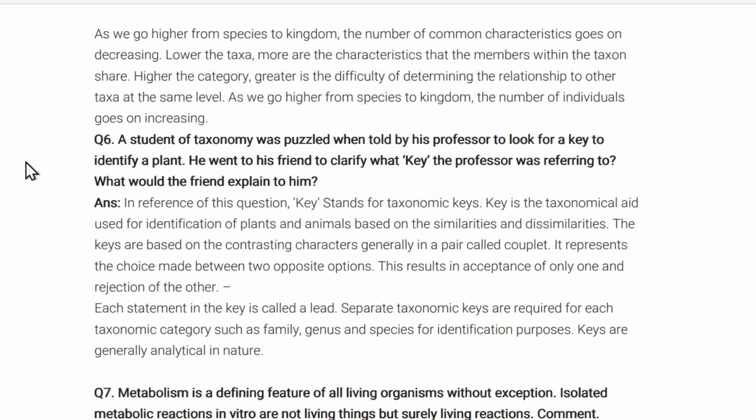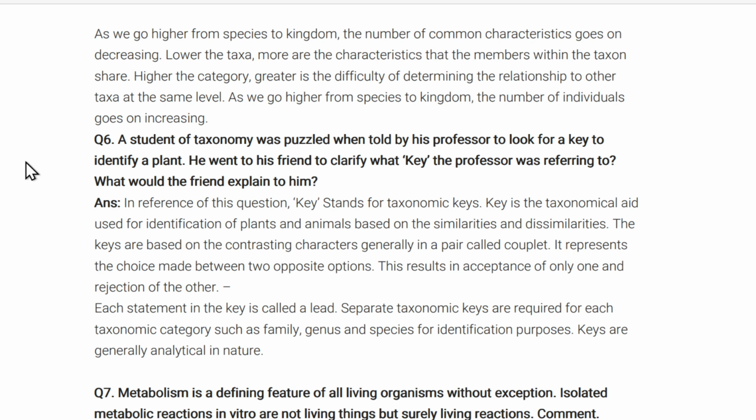As we go higher from species to kingdom, the number of common characteristics goes on decreasing. Lower the taxa, more are the characteristics that the members within the taxon share. The higher the category, greater is the difficulty of determining the relationship to the other taxa at the same level. As we go higher from species to kingdom, the number of individuals goes on increasing.